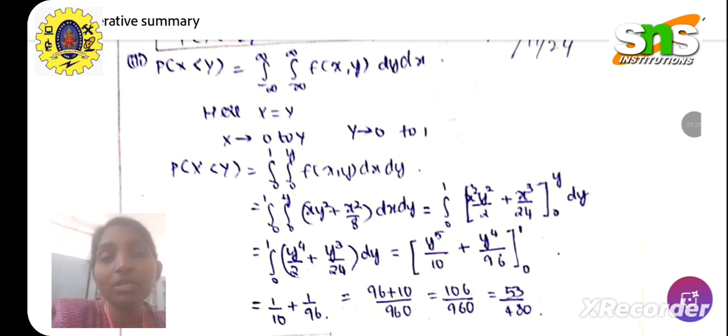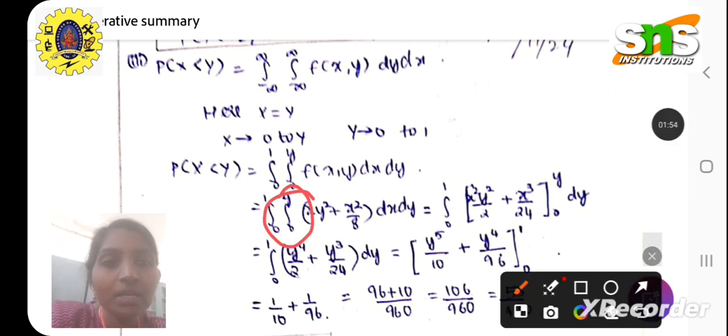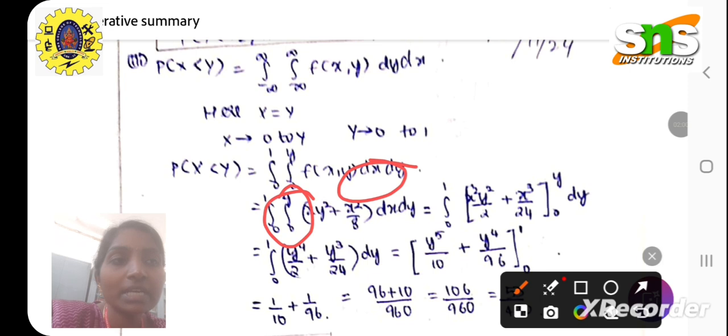Since we are given the probability of x less than y, we have to fix the range first, and then we can integrate as per the formula. When x is equal to y, x's range is 0 to y and y's range is 0 to 1. Therefore the probability of x less than y is equal to integral 0 to 1, integral 0 to y, f of x comma y dx dy. Since we have a variable limit in the range of x, we will be interchanging the order of integration, which is dx and dy.